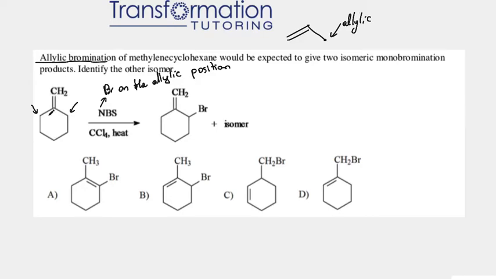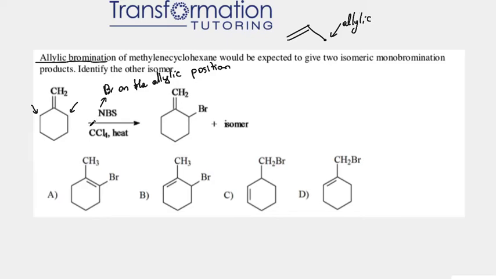Since our molecule is symmetrical, they're exactly the same. So if we could place bromine on either side, it would give us the same product. And that's what we see here. We see bromine on the allylic position from the double bond. Now, what could be the isomer? What can be the other product that is created from this reaction?